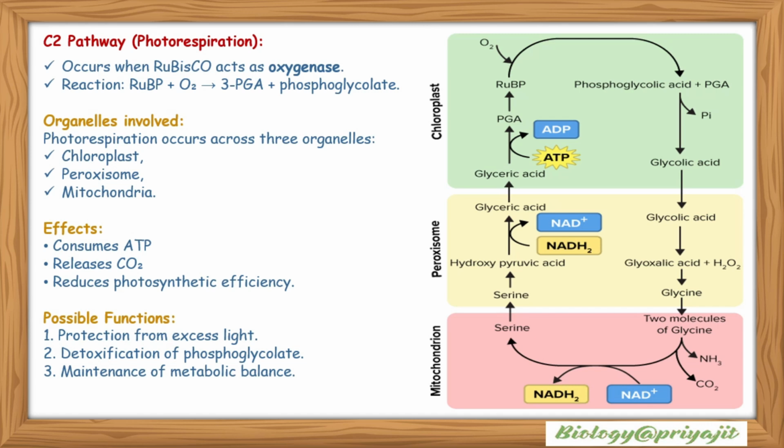Organelles involved here: photorespiration occurs across 3 organelles. Number one is the chloroplast, then the peroxisome, then the mitochondria. Effects: it consumes ATP, it releases carbon dioxide, and reduces photosynthetic efficiency. Possible functions: protection from excess light, detoxification of phosphoglycolate, and maintenance of metabolic balance.